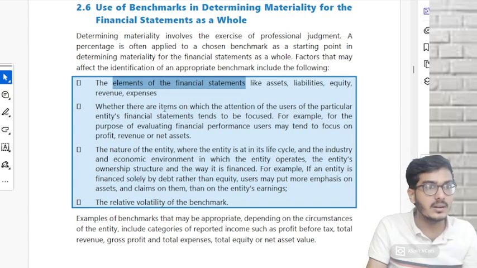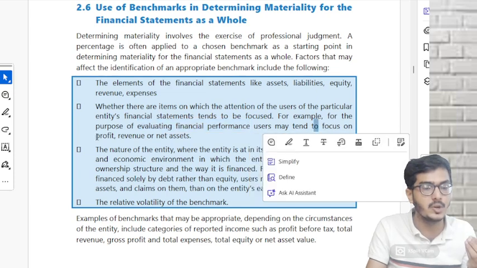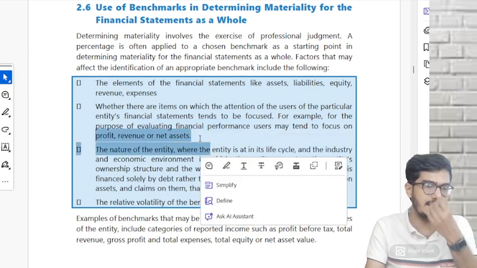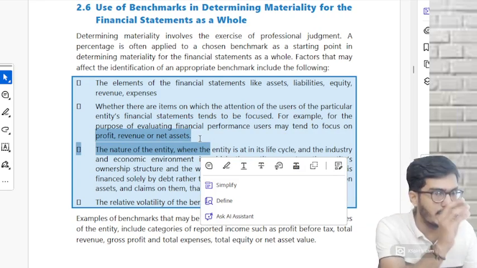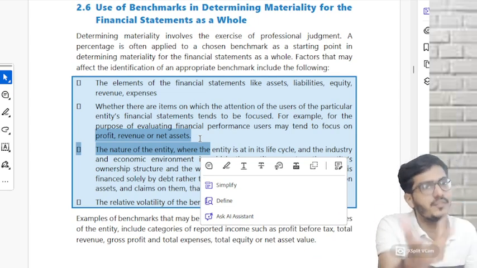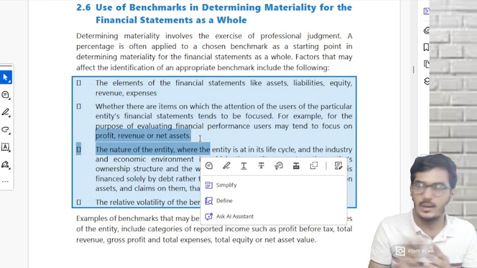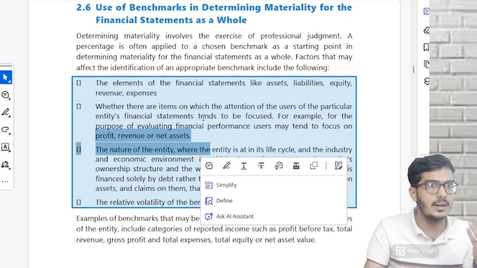Then, whether there are any items on which the attention of the users is focused. For example, if you are evaluating the financial performance, users may tend to focus more on profit, revenue or debt, assets. See whether the users are more focused on a particular item. For example, generally the users are always focused on profit only. So use profit as a benchmark. Take net profit. According to net profit, set up your materiality level. So the benchmark is net profit. Or sometimes you can take revenue or you can take net assets.